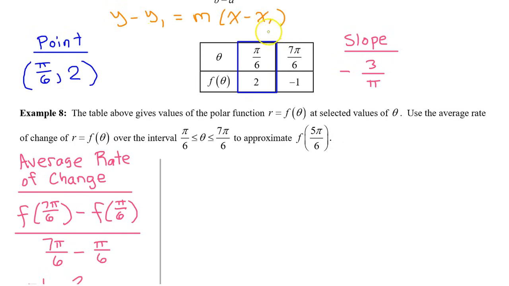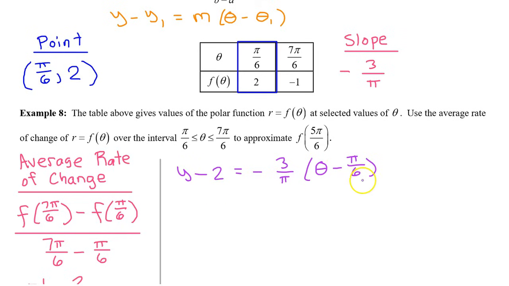For the point-slope form of a linear equation, we usually write y minus y1 is equal to the slope times x minus x1. However, the input variable is theta, so I'm going to call it theta minus theta1 instead. Now we can write the linear equation that we will use to approximate the value of f at 5 pi over 6. It'll be y minus 2 is equal to the slope, which is the average rate of change, negative 3 over pi, times theta minus pi over 6.